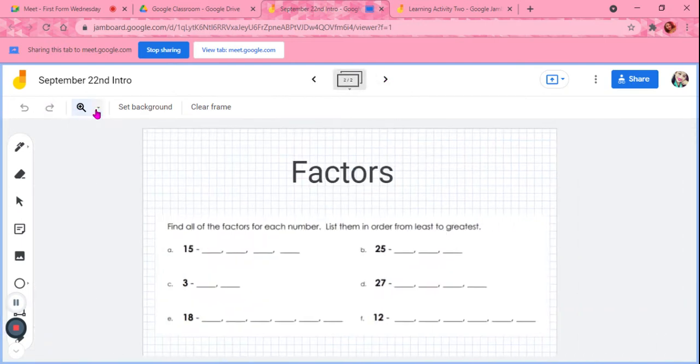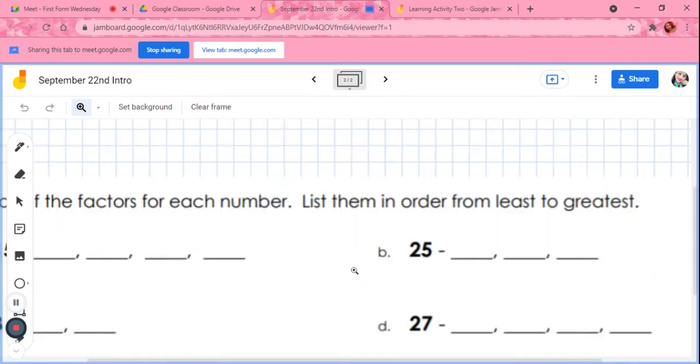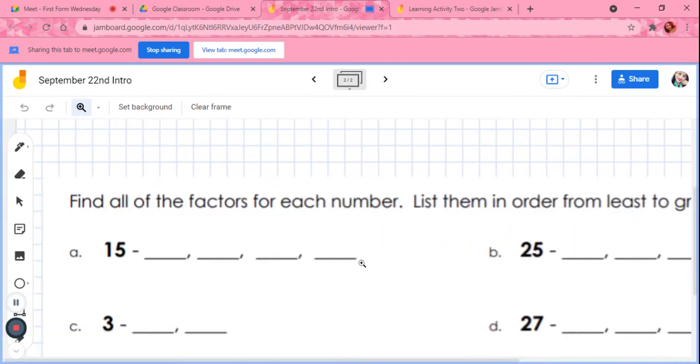So now that you have refreshed your mind, we'll go to the factors. Find all of the factors for each number, list them in order from least to greatest.